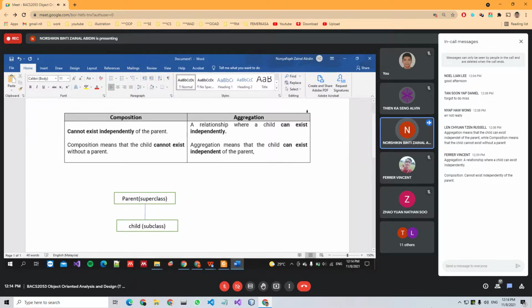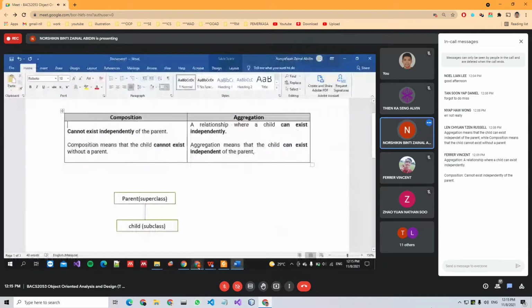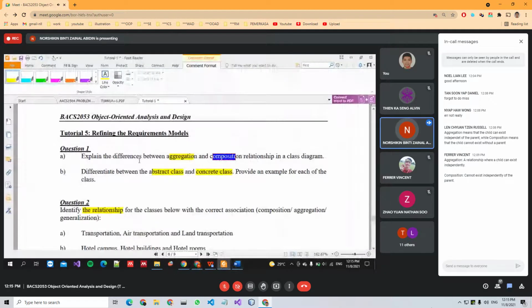This is the opposite of aggregation. In aggregation, they are not dependent, they are independent. That means if I remove this one, the other can still exist. So that is the difference between composition and aggregation. I think that one is quite easy for the first question A.